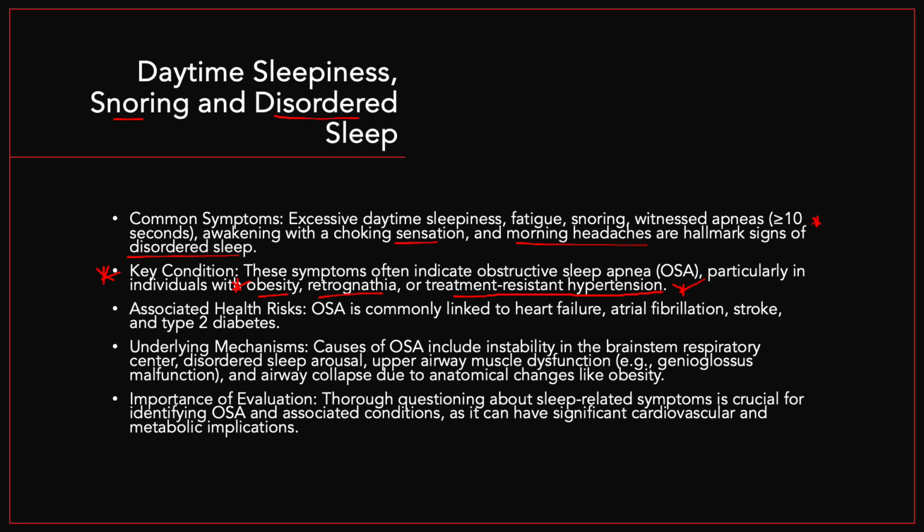Associated health risk for obstructive sleep apnea is going to be commonly linked to heart failure, atrial fibrillation, stroke, and type 2 diabetes, okay? Underlying mechanisms are going to include instability in the brainstem respiratory center, disordered sleep arousal, upper airway muscle dysfunction, so the genioglossus malfunction is the main muscle that we're talking about here, and airway collapse due to anatomical changes like obesity.